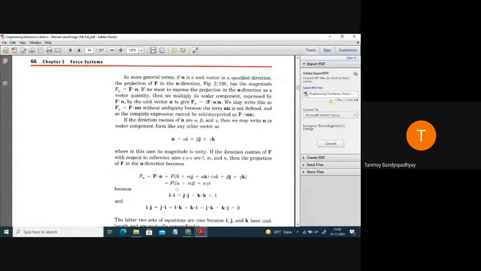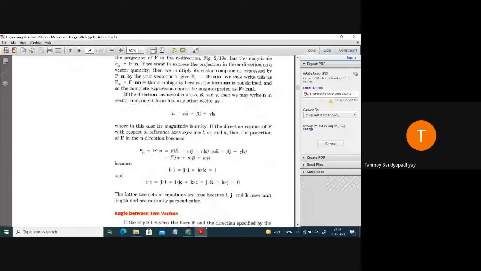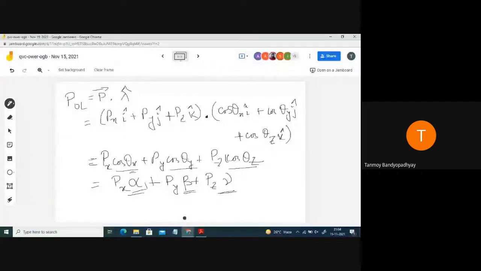This is the magnitude of the force into this one. This is the final expression that you should be getting. So just write it down and follow the method I'm doing. So POL is this one. The components of the force depend on the problem, on which way the problem is going and on what things are given.